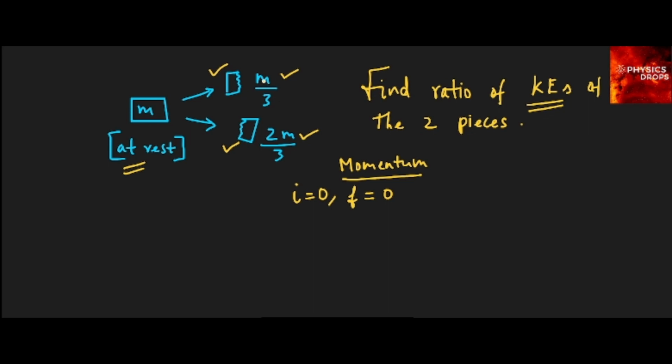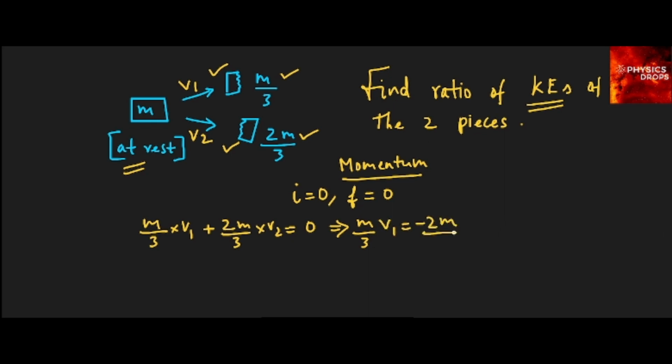So the momentum of the first piece after explosion is going to be mass times velocity. Let's call the velocity of the first piece v1, the second v2. So m by 3 times v1 plus the second piece, 2m by 3 times v2. This has to be 0 because the total momentum initially was 0. So after explosion also it has to be 0. Now let's simplify this a bit. m by 3 times v1 equals minus 2m by 3 times v2. So the m by 3 goes off and we get v1 equals minus 2v2.